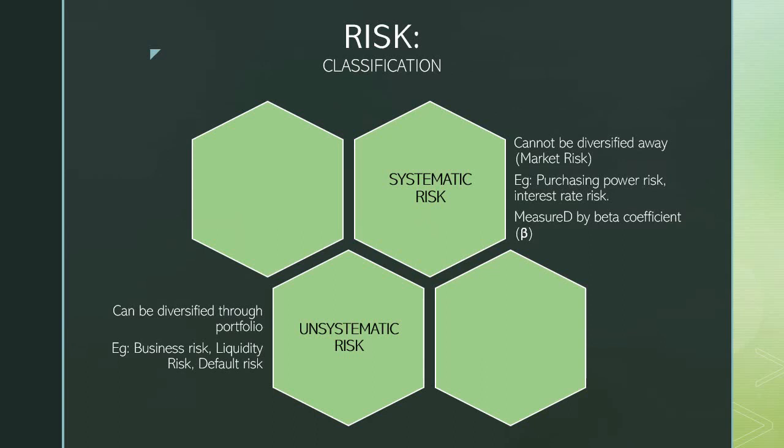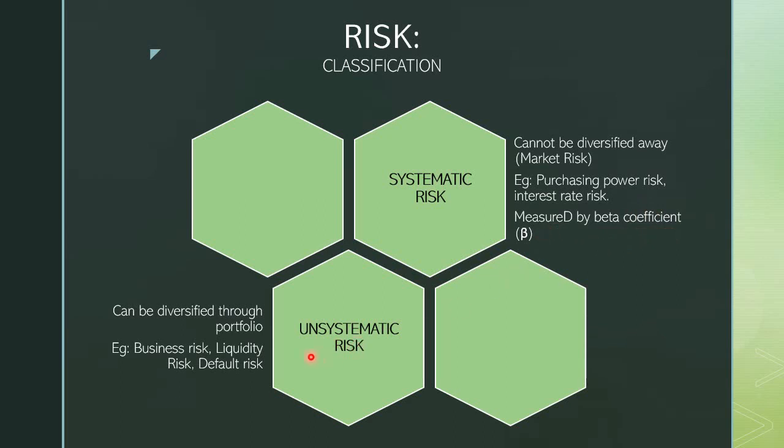Alright, next is the classifications. We have two types of risk. One is systematic risk, the other one is unsystematic risk. Systematic risks are those risks that cannot be reduced or diversified, meaning that they affect all stocks and all types of investments. For example, purchasing power risk and interest rate risk, and these kinds of risks are usually measured by beta coefficients.